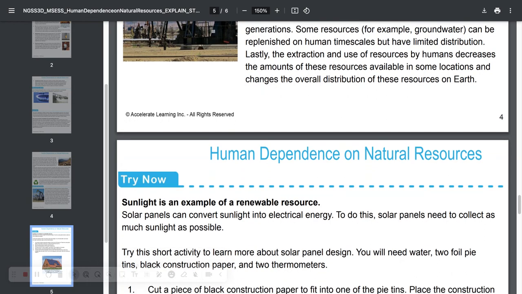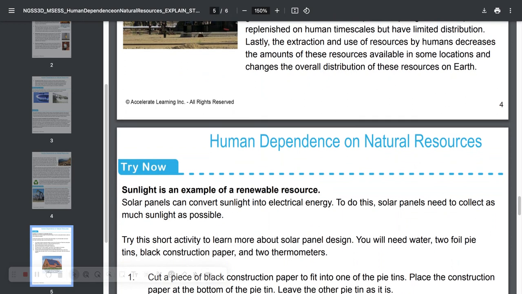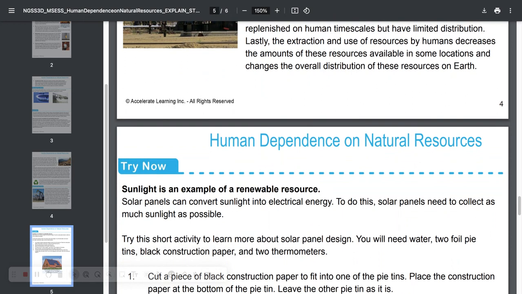Other resources, for example groundwater, can be replenished on human timescales but have limited distribution. Lastly, the extraction and use of resources by humans decreases the amounts of these resources available in some locations and changes the overall distribution of these resources on Earth.